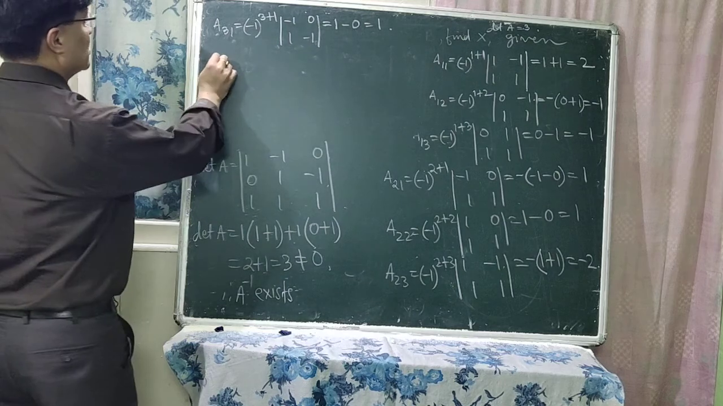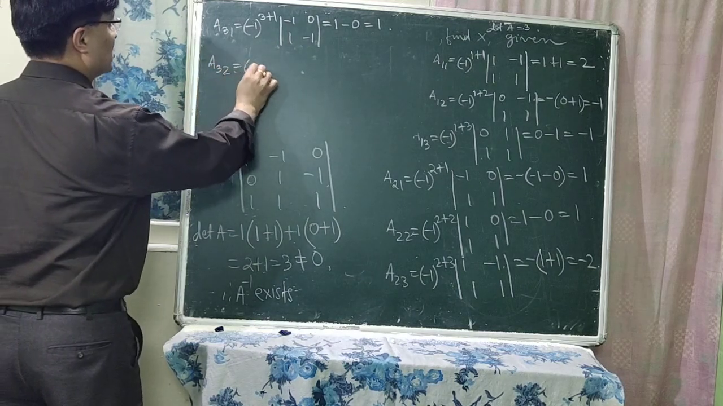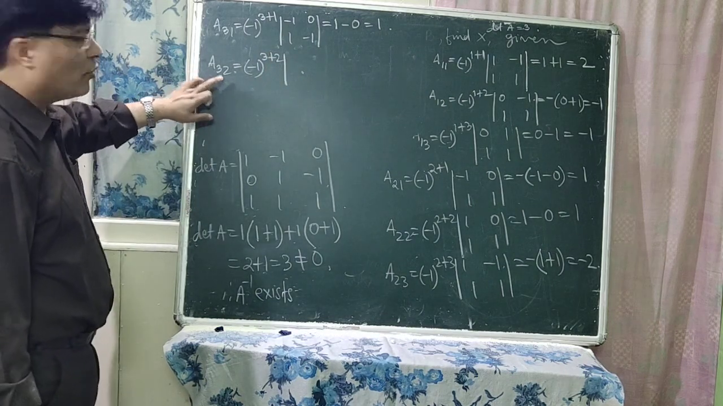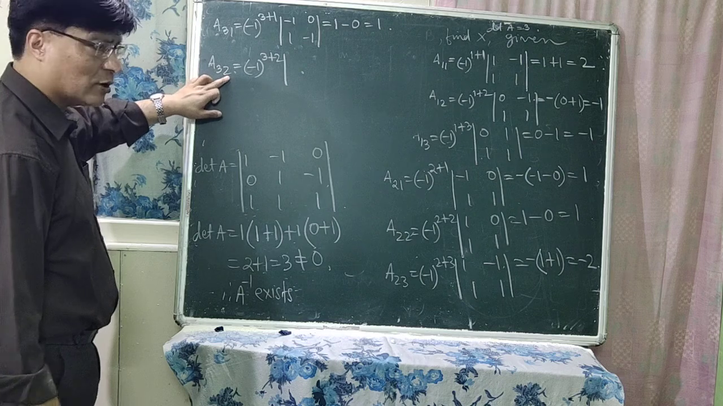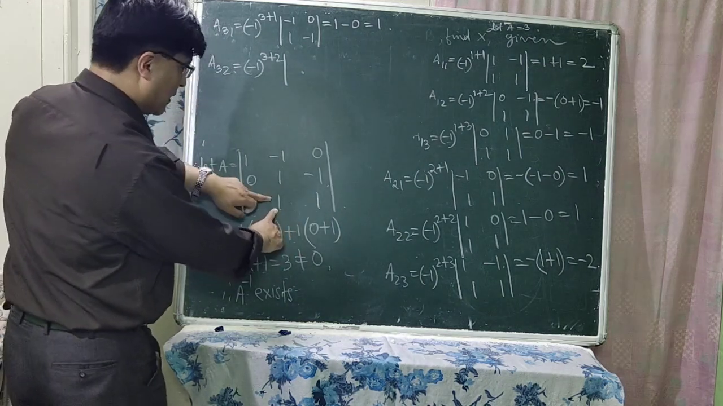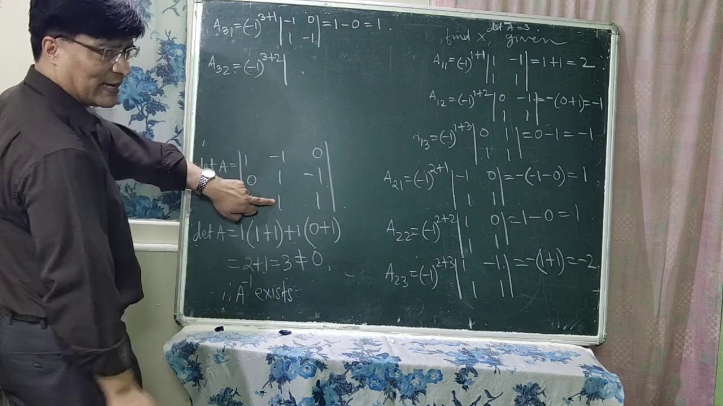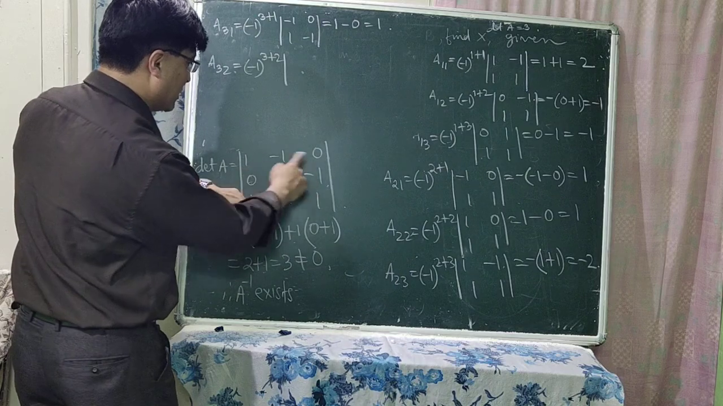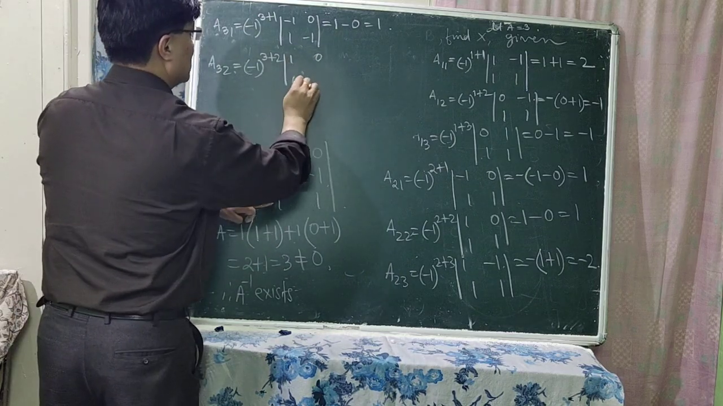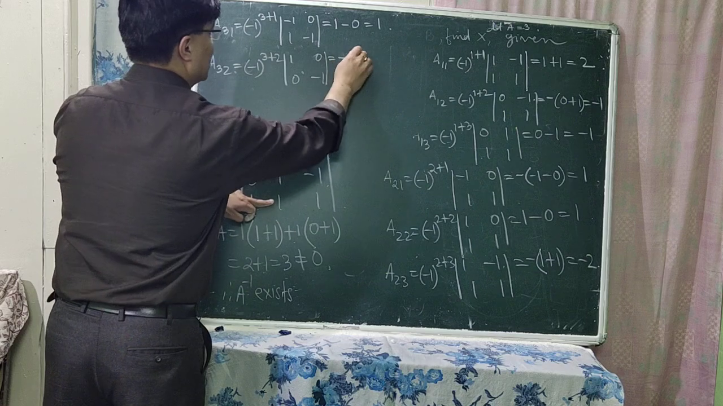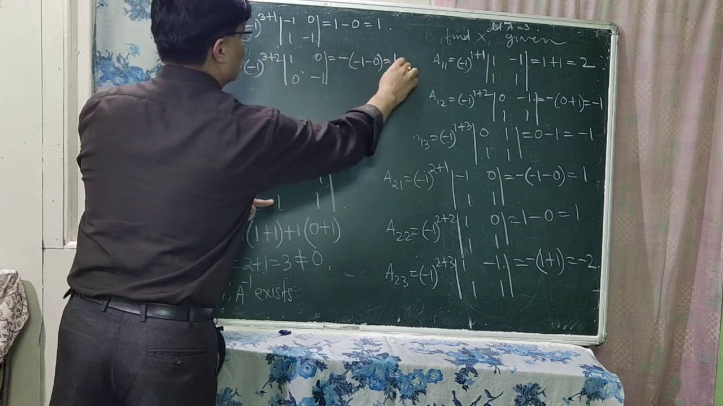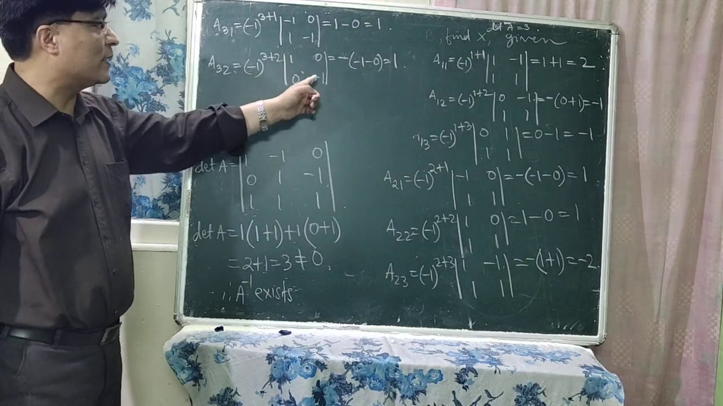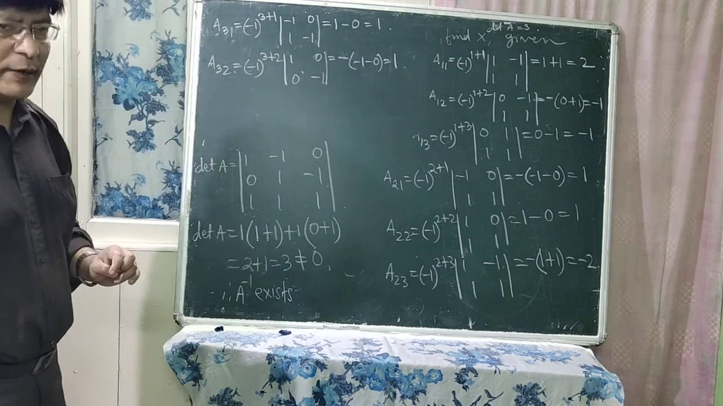Right? Next one is A32, which is equal to minus 1 whole to the power 3 plus 2. Now A32 means the cofactor of the element belonging to the third row and second column. Third row and second column. That means 1. You have to find out the cofactor of 1. We have already considered the sign. So delete the row and the column through the element 1. That means third row and second column are deleted. What remains? 1 0 0 minus 1, which is equal to minus. Is that correct? Minus 1 to the power 5 is minus. Within bracket 1 into minus 1 is minus 1, minus 0, which is equal to plus 1.